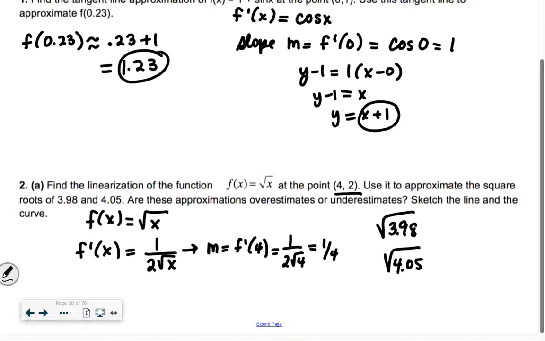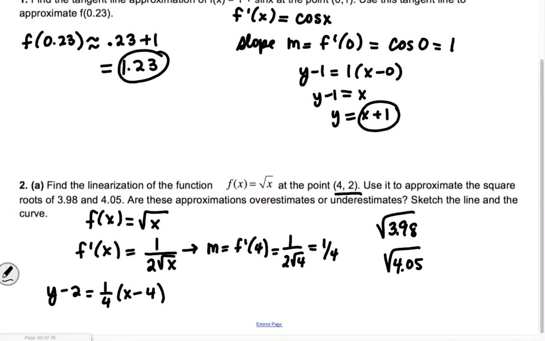And then I have a point, which is 4, comma 2. So I do y minus 2 equals 1/4 times x minus 4. And I simplify it, right? So y equals 1/4 x. When I distribute the 1/4, I have minus 1. But when I add the 2 over, I get plus 1. So that's my linear approximation. You can write L of x is approximately that if you want to. I would just leave it like that.